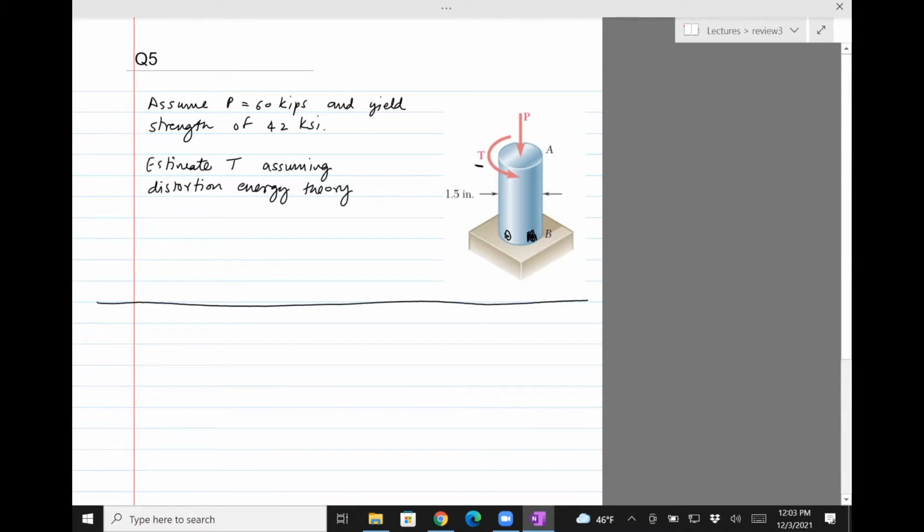Shear stress due to torque and normal stress due to P. So if you take this element and assume that this is X, Y, Z, then this is going to be loaded like so.